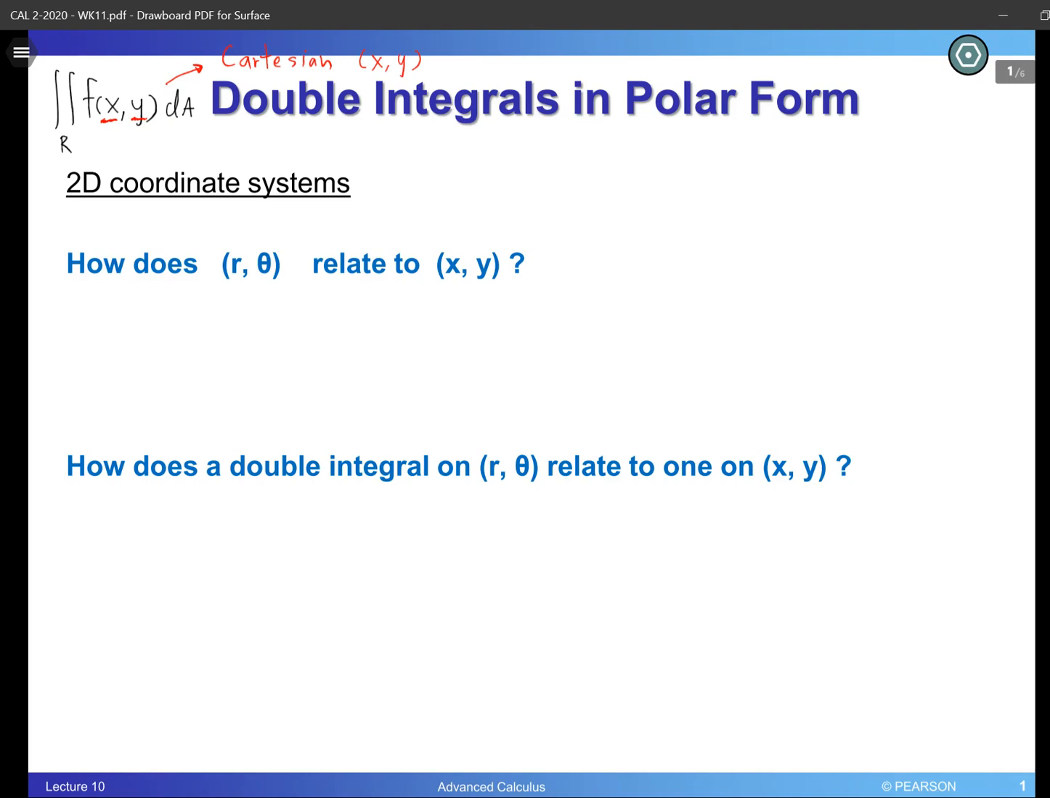Today's double integrals are going to be a little bit different because they are going to be in polar form instead. So in order for us to understand the difference between the Cartesian form and the polar form of the double integrals, it's important that we start by talking about the concept of coordinate systems. So let's take a look here. Two-dimensional coordinate systems.